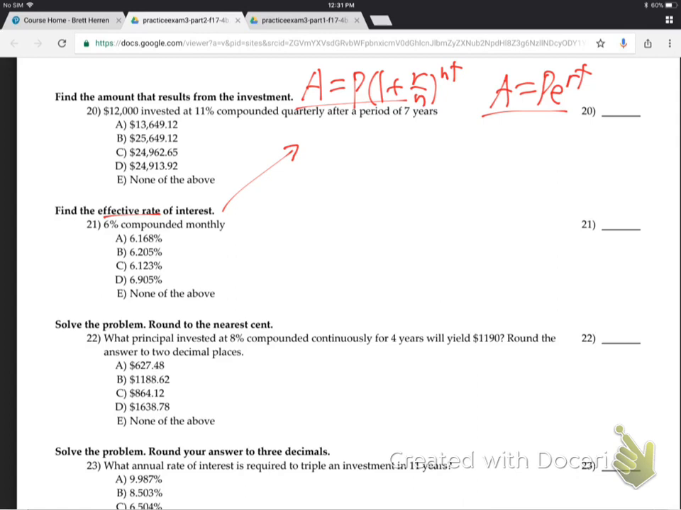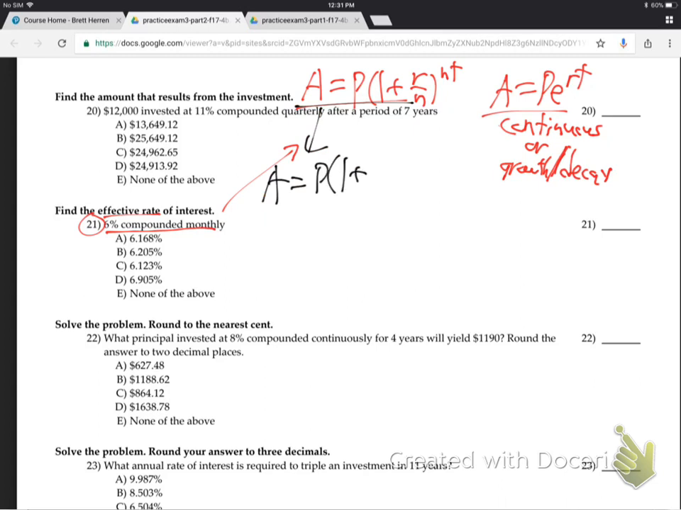And so which one do I use for number 21 here? 6% compounded monthly. When do I use PERT? PERT is for continuous. Yeah, continuous. Or it's for all the growth decay problems. All the growth decay problems use the PERT and continuous compounded interest. This is monthly, so I'm going to use the other formula. A equals P, 1 plus R over N to the NT. I'm going to use that one. Okay, 6% compounded monthly. What do you do for effective rate?